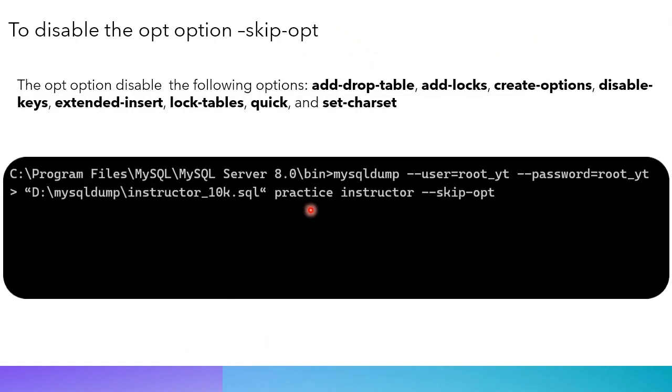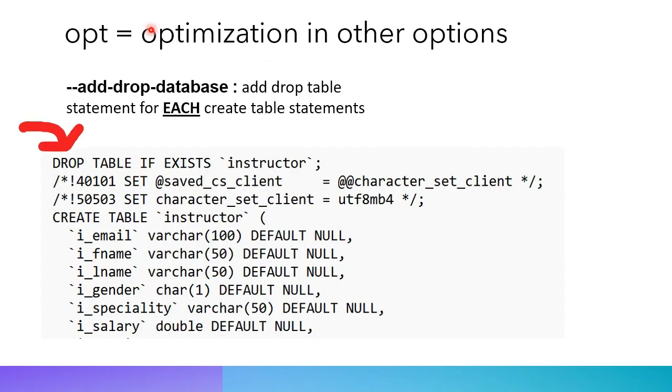So here you're disabling the optimization option. That's how you disable the optimization option: skip-opt. Now, within the opt options, the first option is add-drop-database.